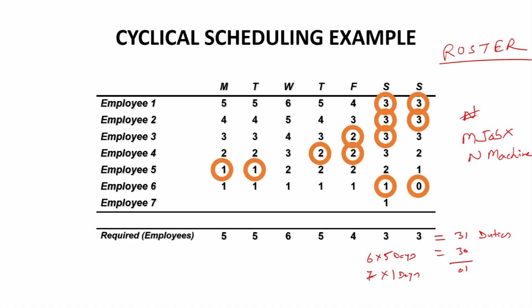So, we have talked about Johnson's rule, modified Johnson's rule, Jackson's rule, graphical method, assignment model, and different priority rules when due dates are given to us, and cyclic scheduling example.